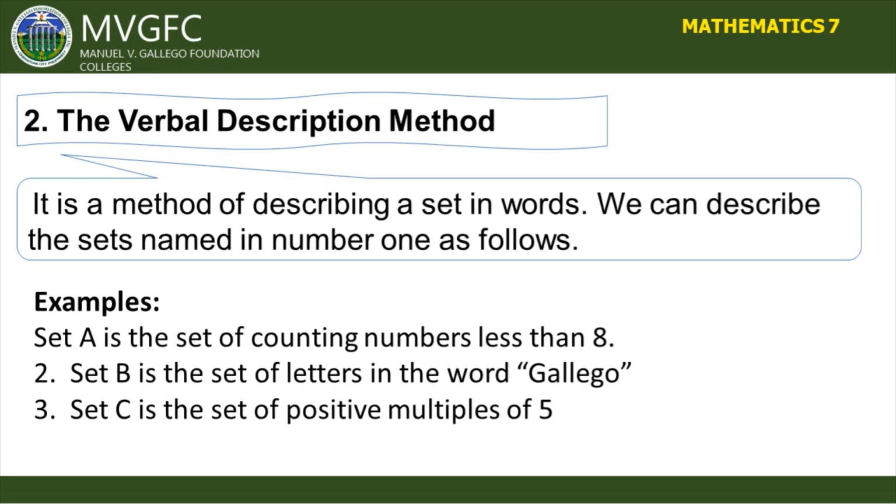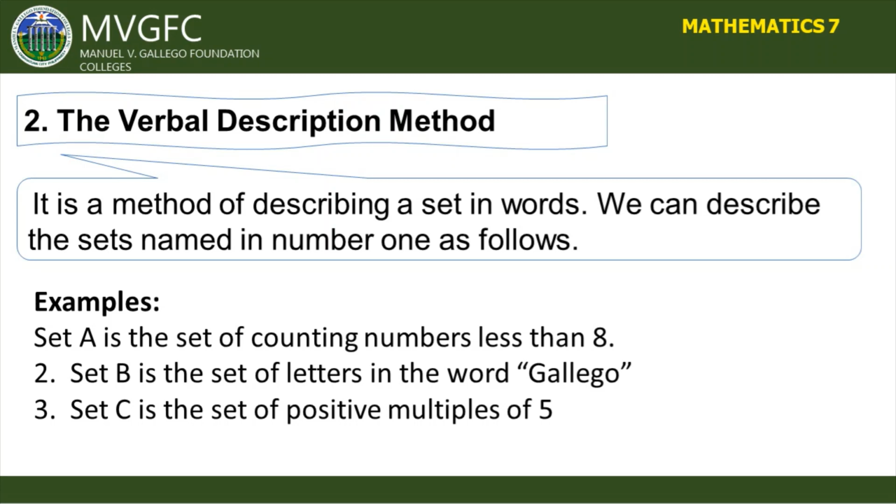Okay, for number 2, we have set B is the set of letters in the word Gallego. That's why we have 2 G's, we also have 2 L's. So I only list letter G, letter A, letter L, letter E, and letter O. Once again, you only list it once.